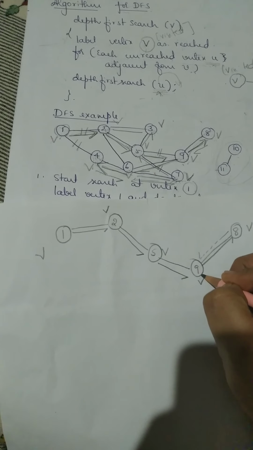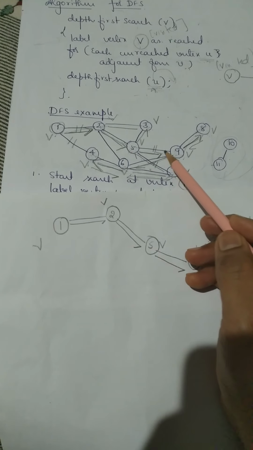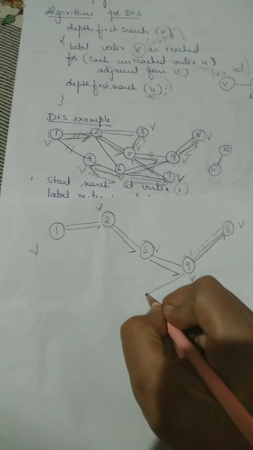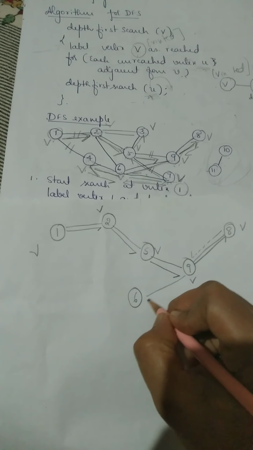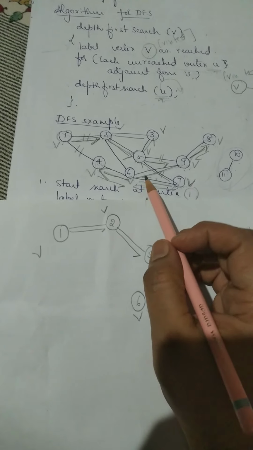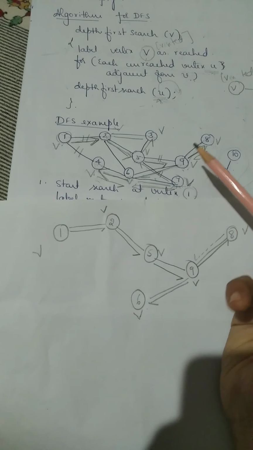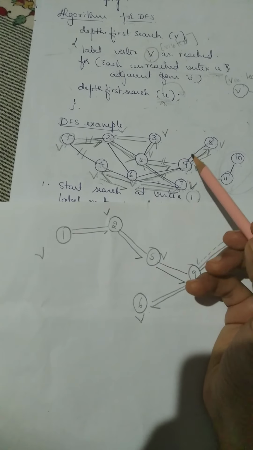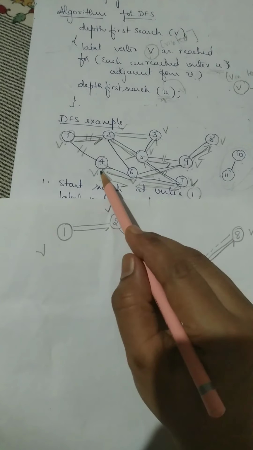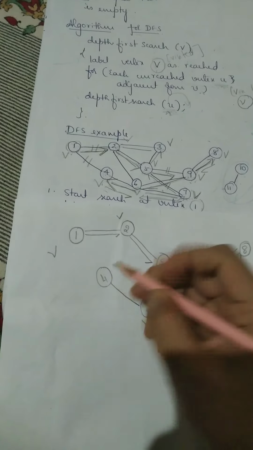From 9, how many adjacent vertices are there? 5 and 6. But 5 is already visited. Now I can go to 6. So 6 is a newly visited vertex. From 6, 4, 2, 9, 7. 9 is visited, 2 is visited. I can select either 4 or 7. I'll go for 4.